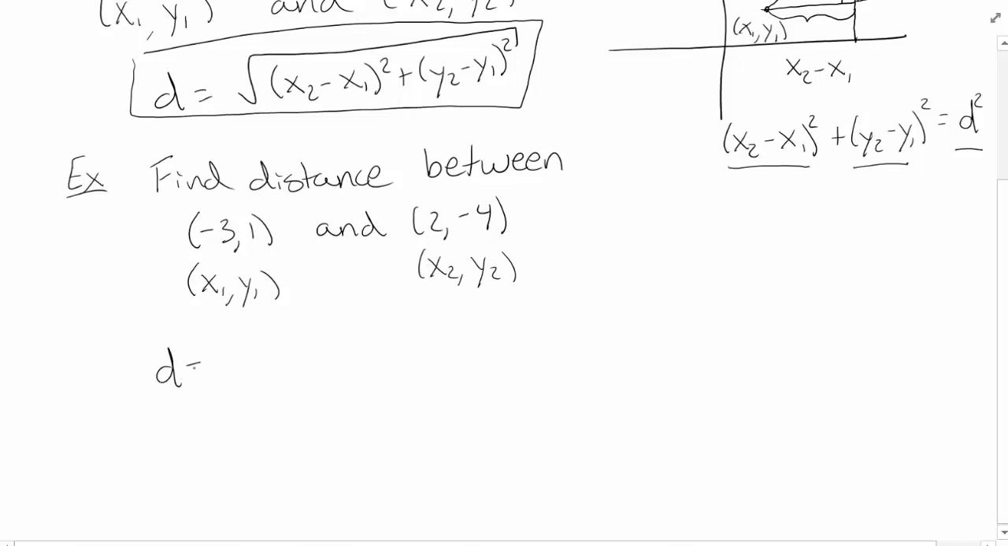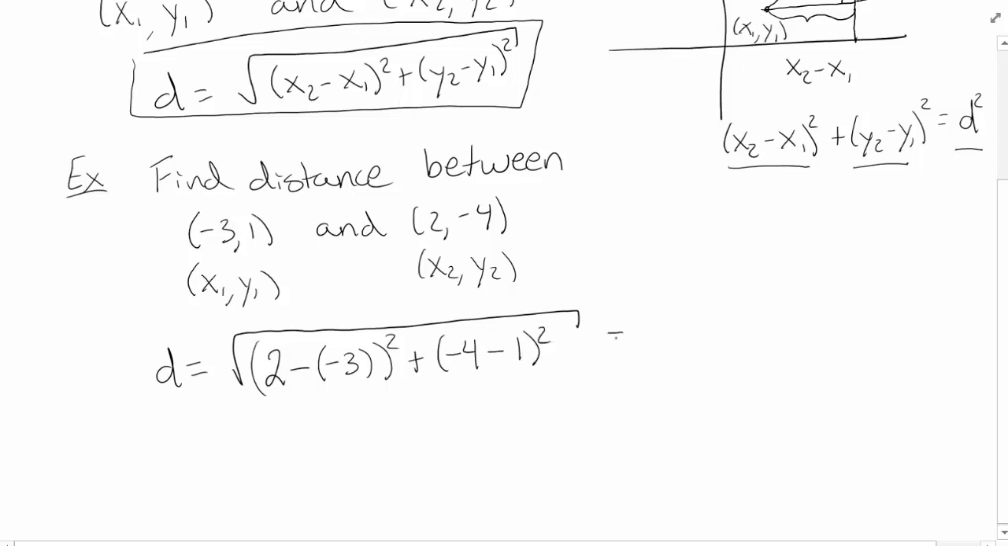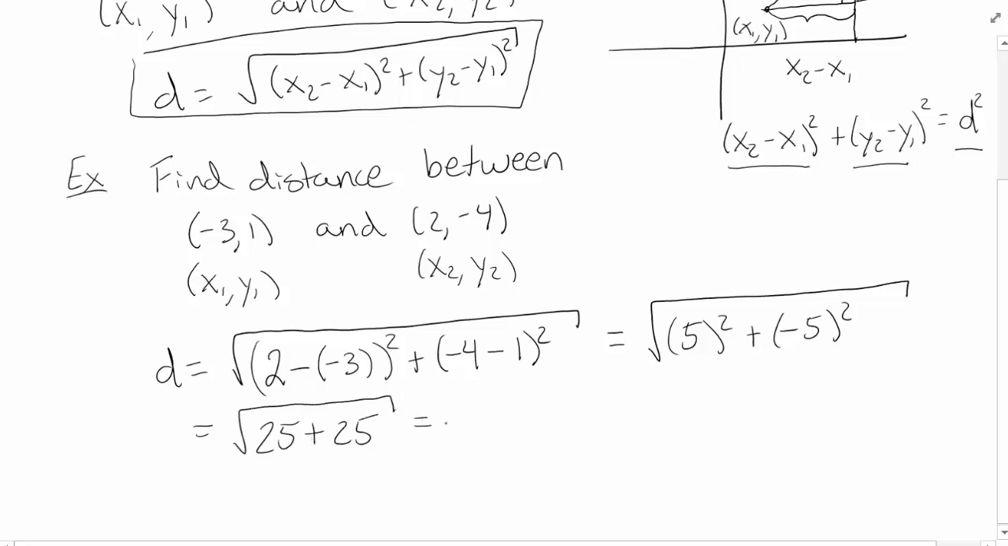That means the distance between them is going to be the square root of x2, which I called 2, minus x1, careful, it's a negative, so we'll have minus a negative, squared, plus y2, which I called negative 4, minus y1, which is 1, quantity squared. We'll do the subtractions first, so I get 2 minus a negative 3, so that becomes 5. And negative 4 minus 1 is negative 5. 5 squared is 25. Negative 5 squared is also 25. So I'm going to get the square root of 50. So the distance between those 2 points is the square root of 50.